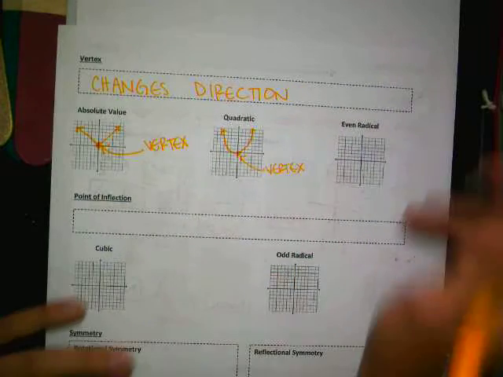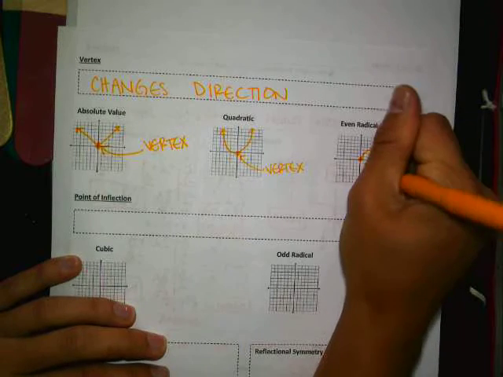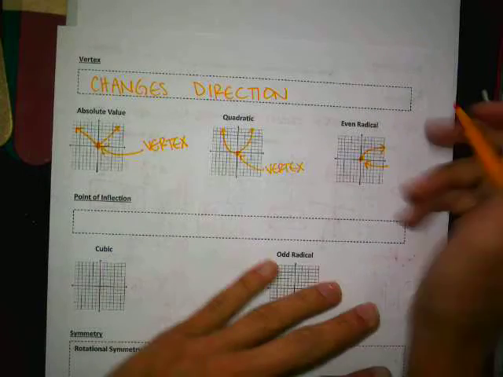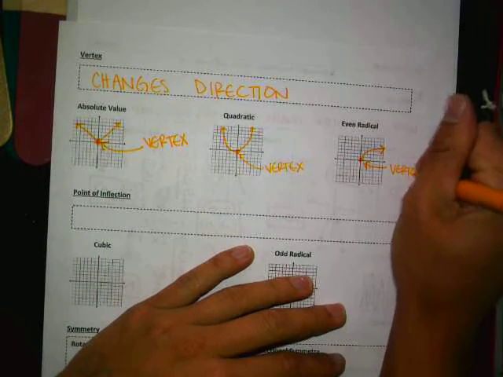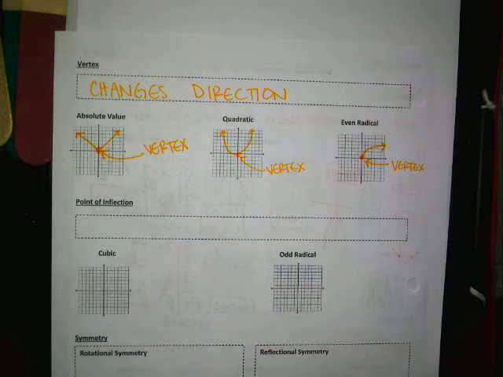Okay, and then the even radical. We're going to call this point where it stops a vertex as well. It's not really changing directions, but it is going to stop right here. So those are the three functions that are going to have vertexes out of all the ones that we've talked about. The absolute value's got one, the quadratic's got one, and the even radical will have a vertex because it will stop at that point.